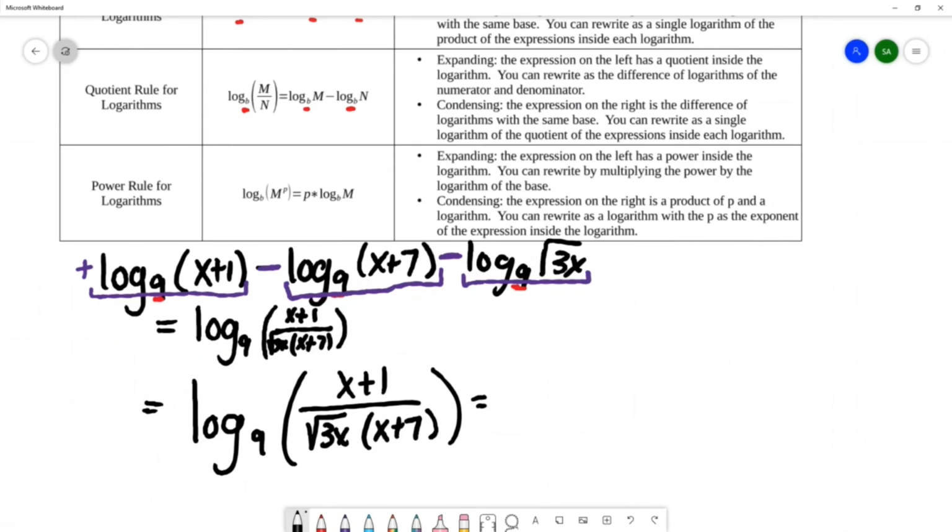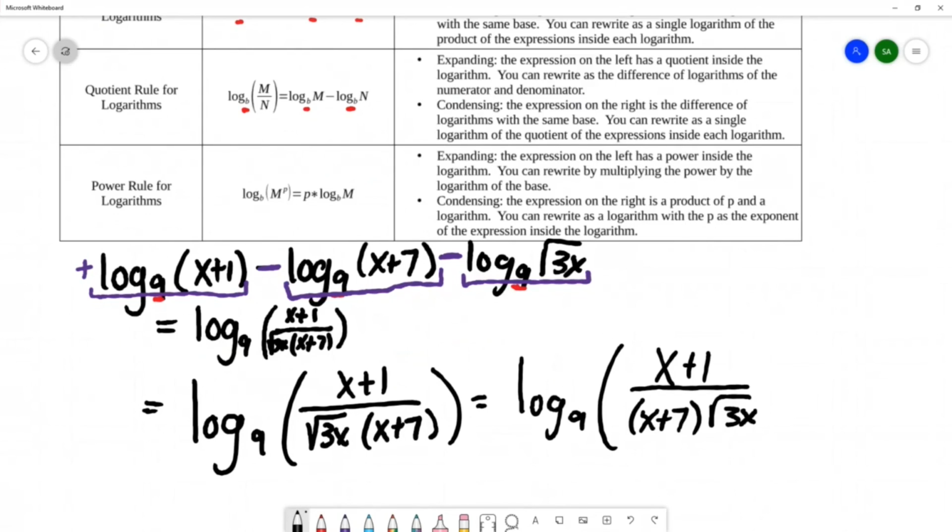You could also write this as log base 9 of x plus 1 over x plus 7 times square root of 3x. That would be acceptable as well.